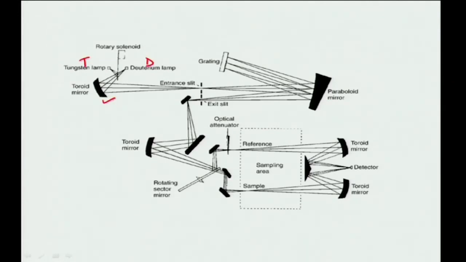Now, after that, you have an entrance slit, a slit which allows the light to go through. You have a mirror out here, then you have a grating. So this is a part of your monochromator. Remember the monochromator we had in the previous slide? So this is a part of the monochromator.